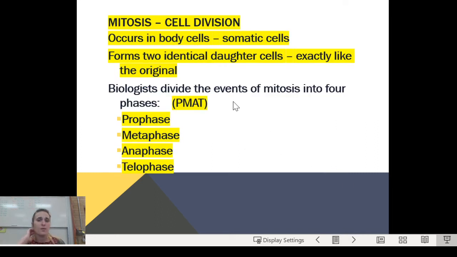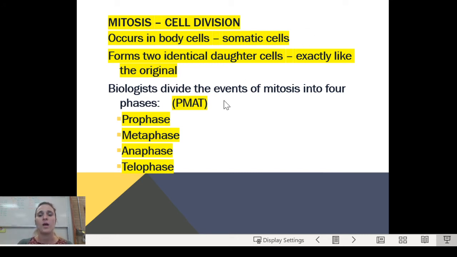All right, once we get through the stages of the cell cycle and we get to the M phase at the end, that's mitosis, right? So this is where you actually now separate the two cells. It happens in your body cells. Remember, those are called somatic cells, and you get two identical daughter cells. They're exact copies of each other, right? So the copy is exactly like the original.